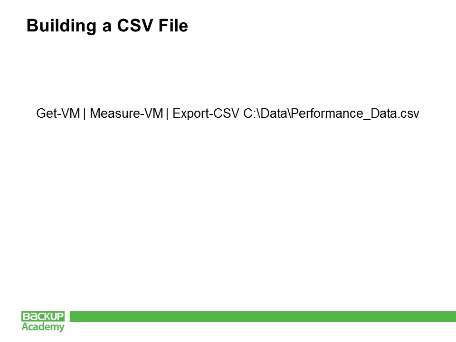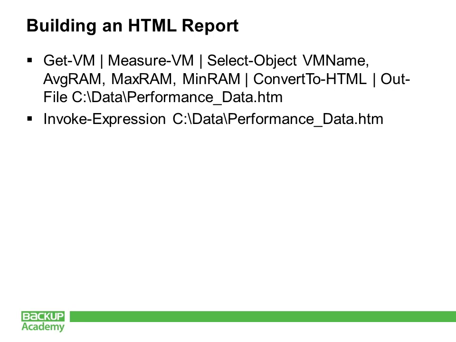Now, when we're building an HTML file, we start with get-vm and measure-vm, just as we did when we were creating a CSV file. But we also have to add in select-object and add the objects that we want to include in our HTML file. I don't know why Microsoft chose to do things this way, but this absolutely will not work right if you don't specify the objects that you want to include in that HTML file.